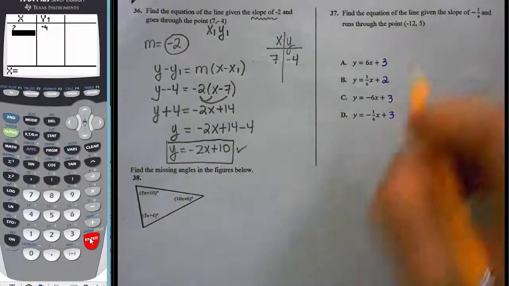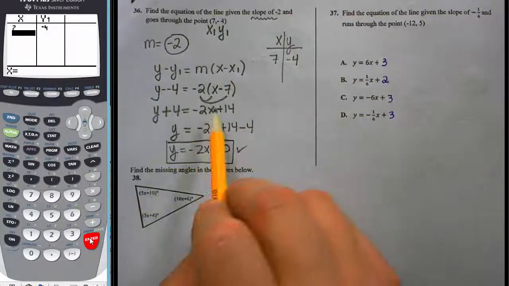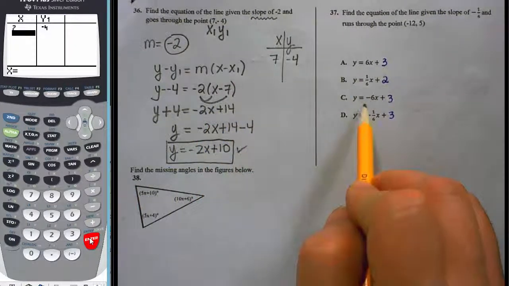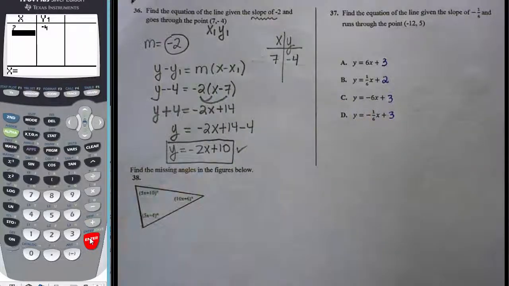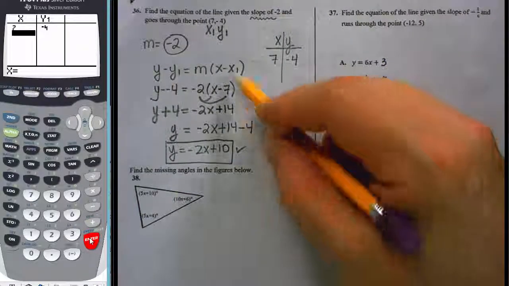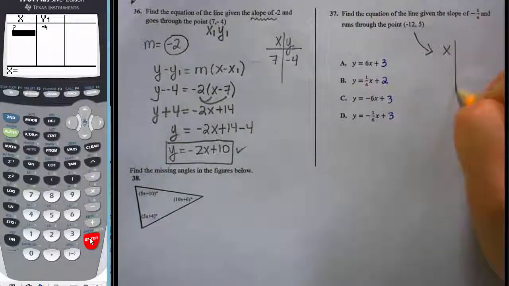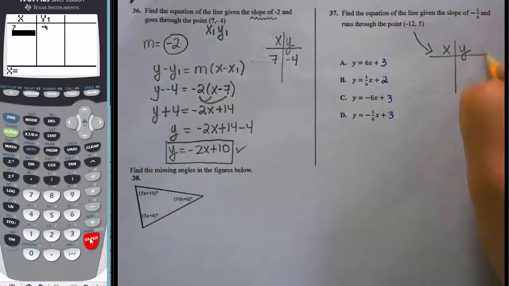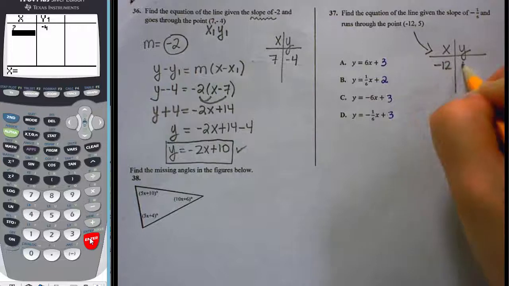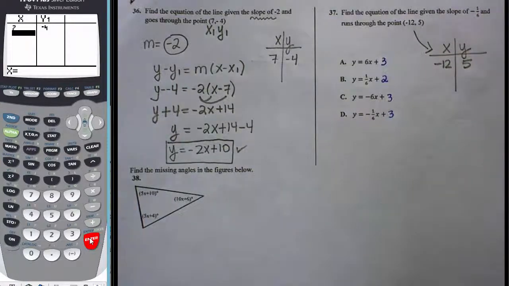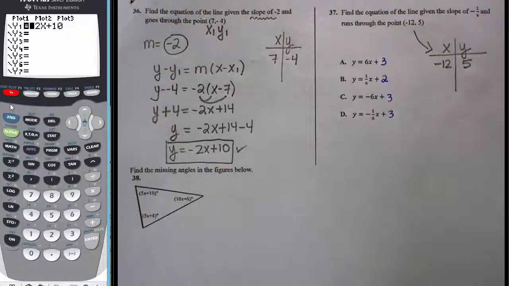If you notice, the next question is a little bit different than this one because this one provides me the multiple choices. So this one, I can skip all these calculations and just build my table. So this would be -12, 5. You go to the y button.